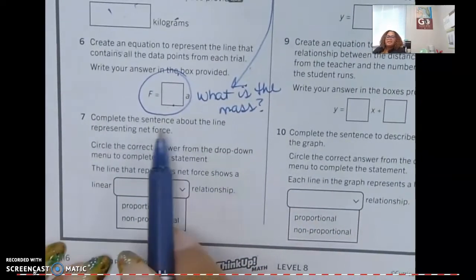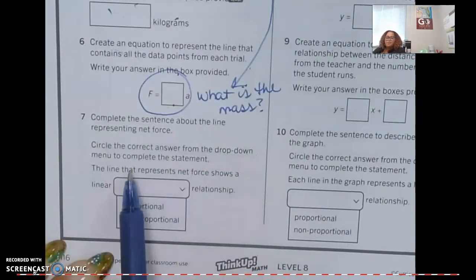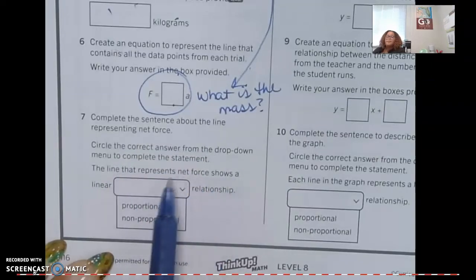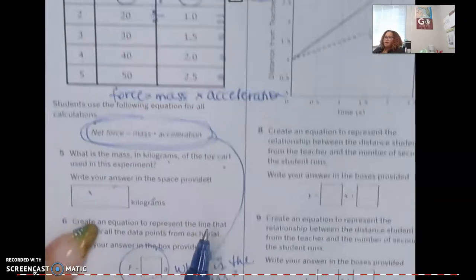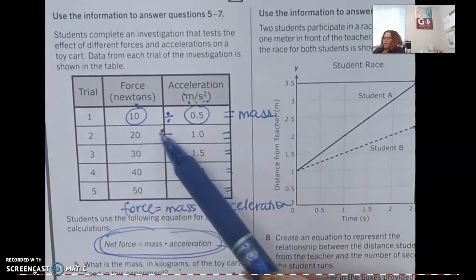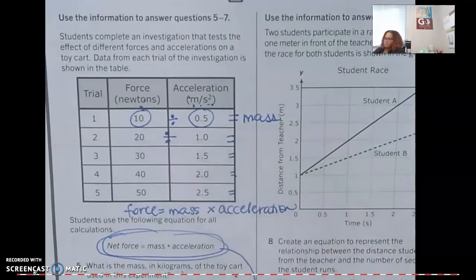Number 7, it says complete the sentence about the line representing net force. Circle the correct answer from the drop-down menu to complete the statement. The line that represents the net force shows a linear, either proportional or non-proportional relationship. Remember, if there's no mass, you can probably have no force.